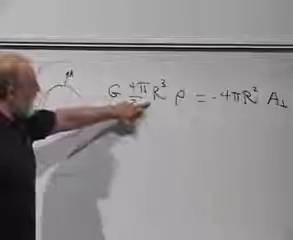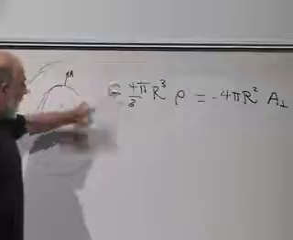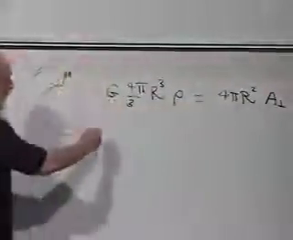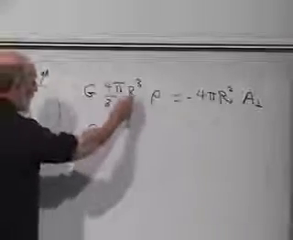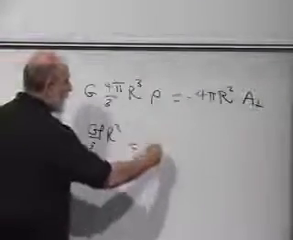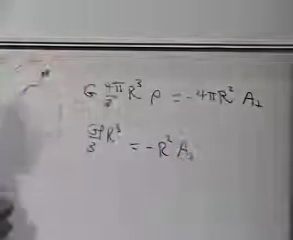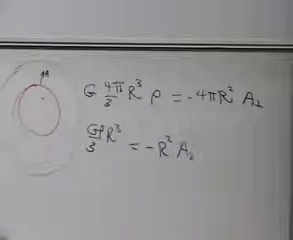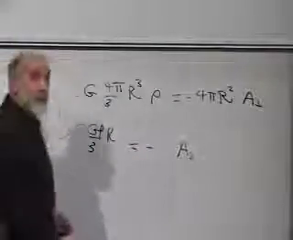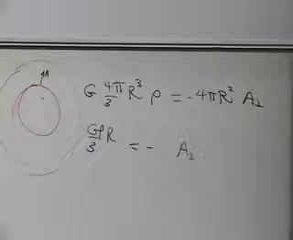So we have on the left side something like r cubed. On the right-hand side, r squared. I can cancel the 4 pi and then divide by r. If I cancel the 4 pi, I get G over 3 r cubed rho is equal to minus r squared A perpendicular. Now divide by r squared. Dividing by r squared leaves one power of r there. So it tells me that the gravitational field is linear, just like a spring.